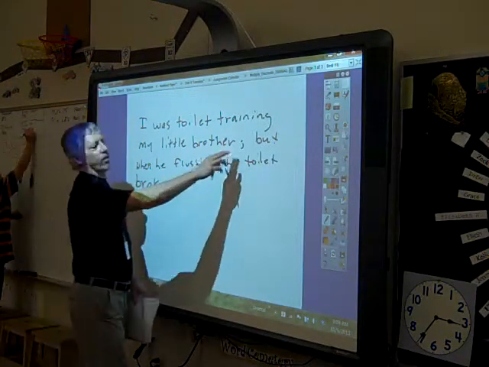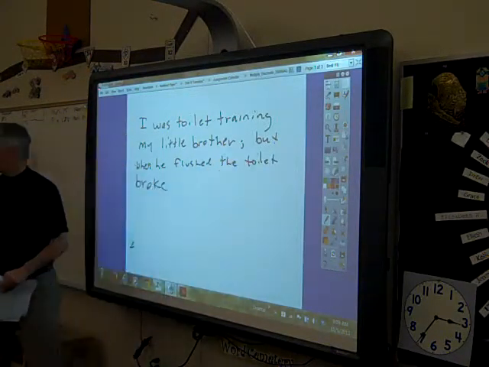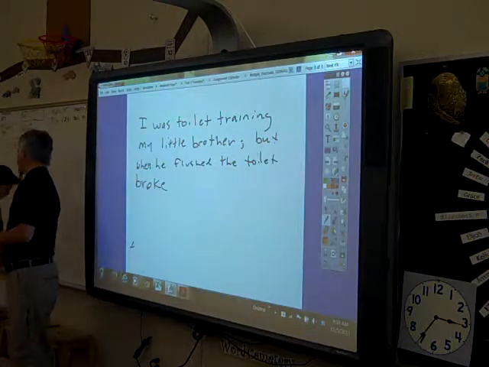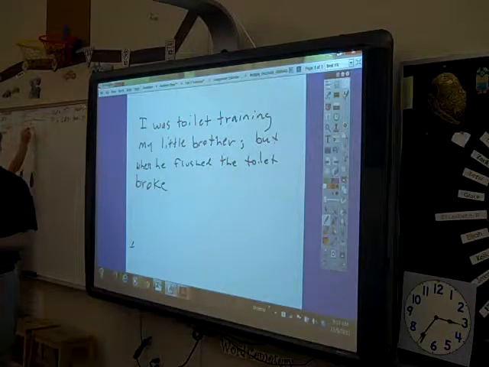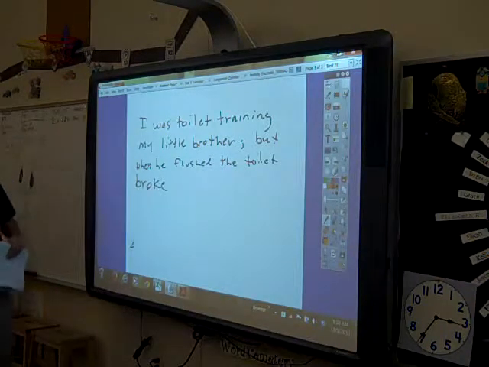So we've got a semicolon and a joining word. Didn't we just talk about how we only have one or the other? Not a joining word and a semicolon, but just one or the other? One or the other. So what are we going to get rid of here? What would make more sense?